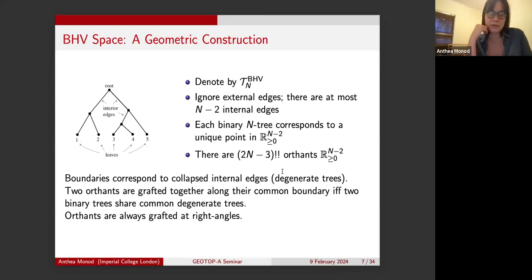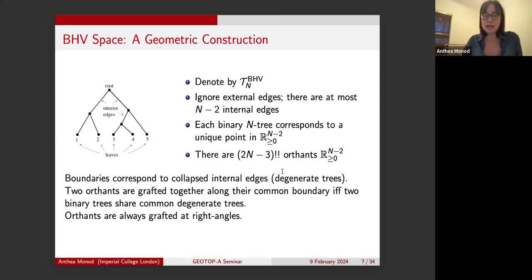So the thing that's important to consider is, okay, you have each of these orthants, but how do you glue them together along the boundaries? They are glued together naturally because the boundaries between orthants correspond to collapsed internal edges. So these are degenerate trees. If you take one of the internal edges and shrink it to 0, you get a boundary between the orthants. And two orthants are grafted together along their common boundary if and only if two binary trees share a common degenerate tree.